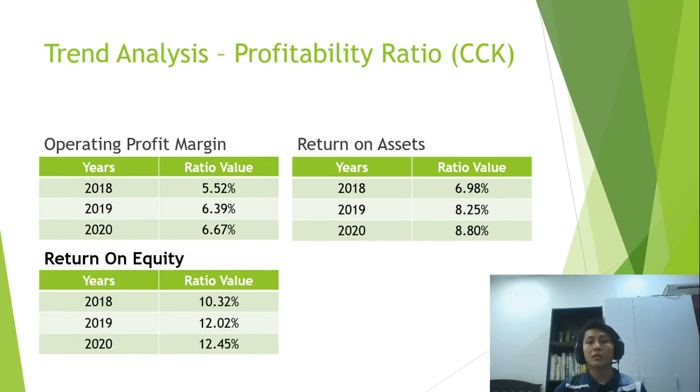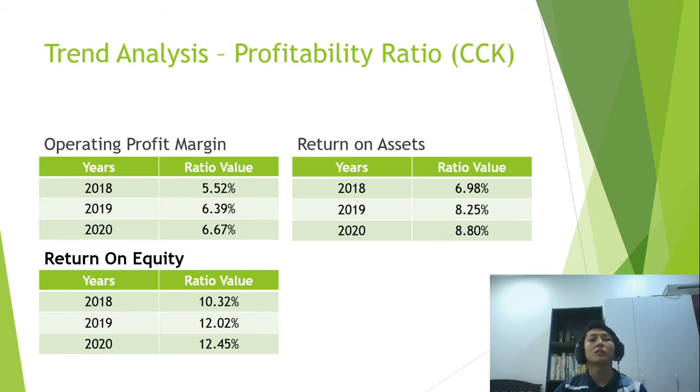On the next slide, we have another three profitability ratios based on the table. For operating profit margin, CCK's operating profit margin for all three consecutive years show us a good ratio performance. It shows that the company's operating profit margin was gradually increased from 2018 until 2020. In the year 2020, the company had the highest percentage of operating profit margin, indicating better productivity than in other years.